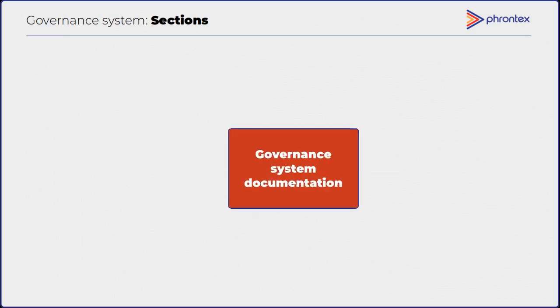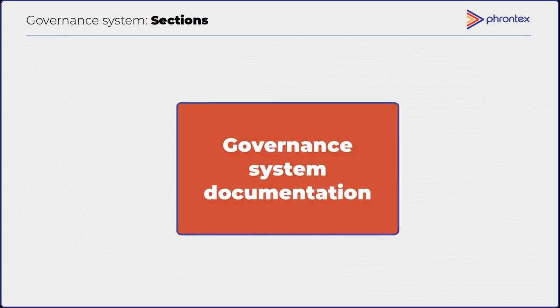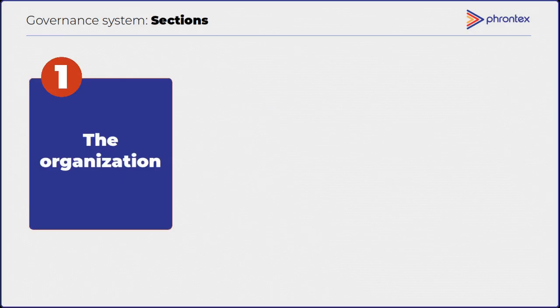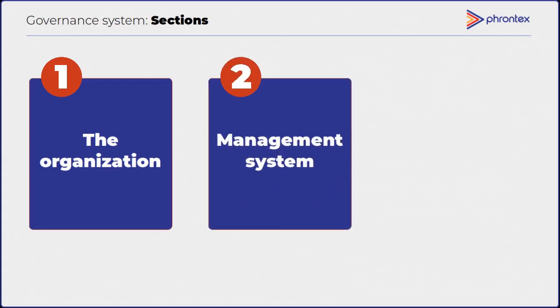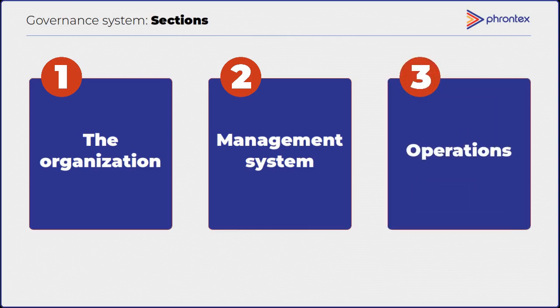Your governance system documentation divides into three sections. 1. Information about your organization itself, what it is, what it aims to achieve, and how it's governed. 2. Your management system, specifying how your managers should design and supervise the activities for which they are accountable. And 3. The information provided to your frontline personnel to ensure that your operational activities are carried out correctly.